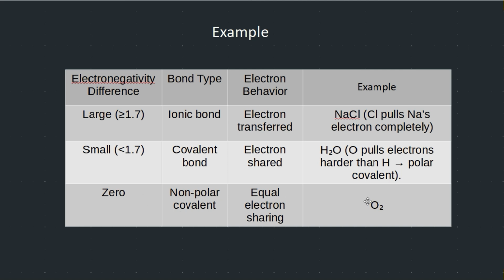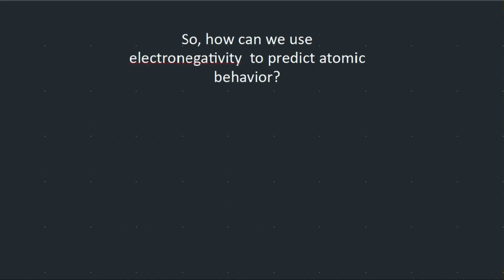0 is to do with, say, oxygen, H2 or O2, or whenever we see that, we are looking at non-polar covalent. So there's equal electron sharing. Okay, so I'll go through the slides once more for you.